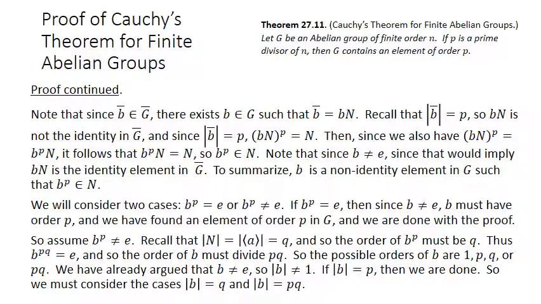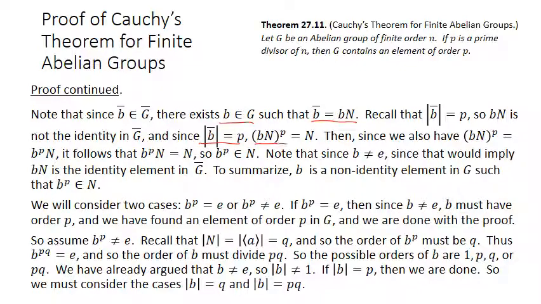Okay, so let's continue. So note that since B bar is an element of G bar, that means that there exists some b in G such that B bar is equal to b times N. Remember, all those elements in G bar, they are cosets, so it must be some coset. So that's all that's saying. Now recall that the order of B bar is equal to P. So that means that bN, that coset, is not the identity in G bar. Because if it were the identity, that would mean that its order would be 1, but its order is not 1, it's P.